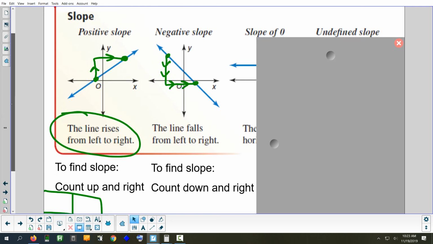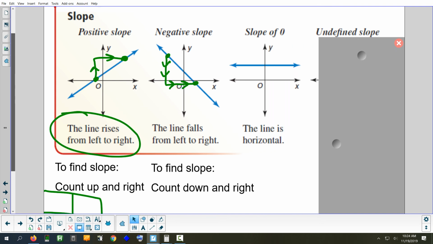Okay, how about a slope of 0? It's just a straight line. Well, they're all straight lines. It's horizontal. So on the third one, in the top of the box, you want to write slope of 0. And then you want to write it is horizontal.